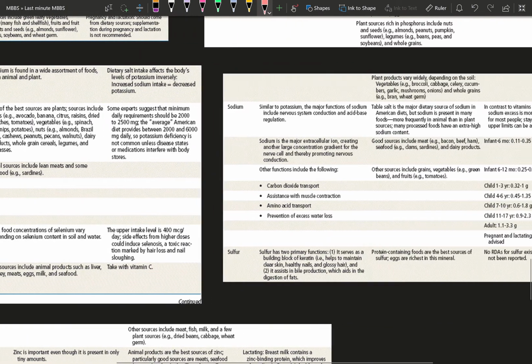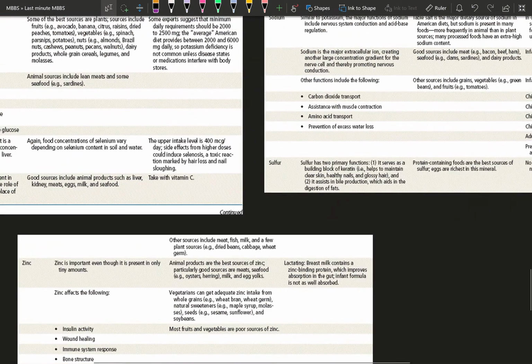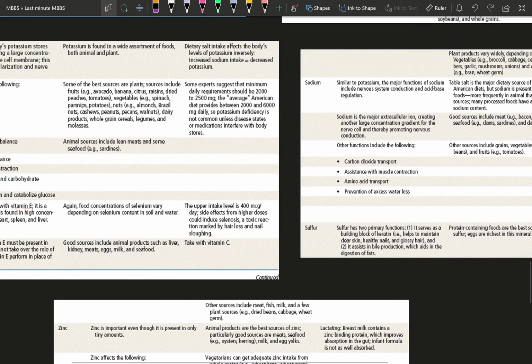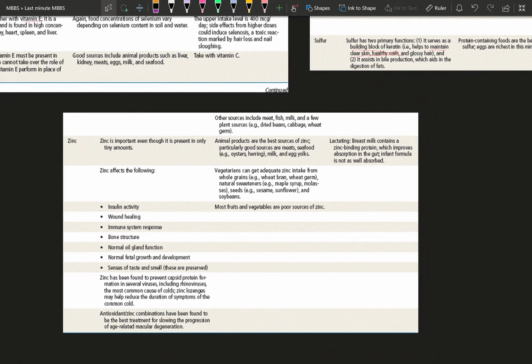Potassium aside, sodium is your extracellular compartment. It's present mostly over there. Most of it is filtered and reabsorbed by the kidney, and it helps in maintaining and creating depolarization. All those things you'll read more about, sodium and potassium, later. Sulfur serves as a building block of keratin and also helps to maintain the skin healthy, and all those things are important. And zinc again is one of the things which will help in increasing your immunity, and other functions are insulin activity, your bone structure, normal gland function, normal fetal growth and development. All those things are going to be governed by zinc.